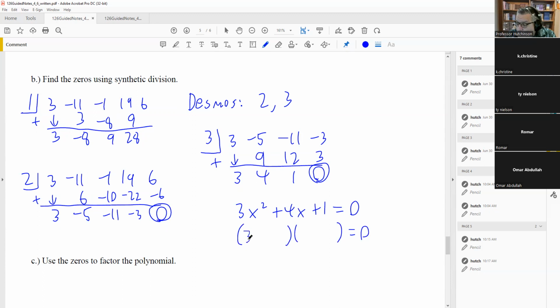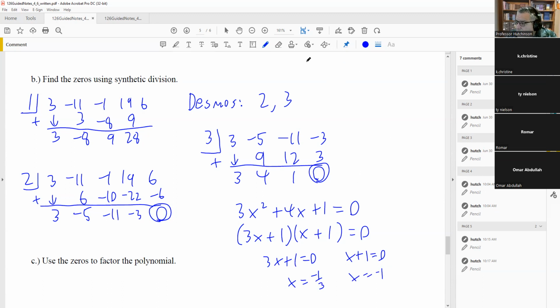So for this one, I'm just going to do trial and error with that, since there's not a lot of factors. So 3x squared goes into 3x times x, and the 1 is 1 times 1 there. And since everything is plus, this has to be plus as well. That's really the only way it can be done. And now that's fully factored. We can set these equal to 0. So if I do 3x plus 1 equals 0 and x plus 1 equals 0, I'll get my answers. I'm going to get negative 1/3 and negative 1.